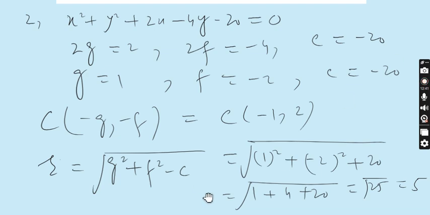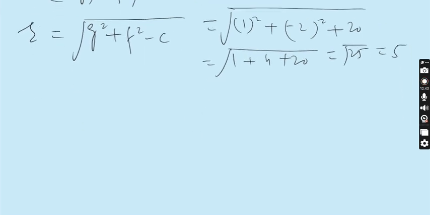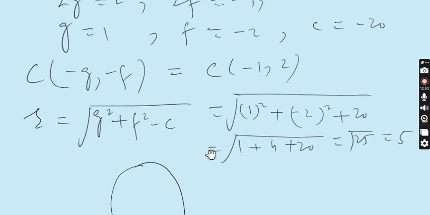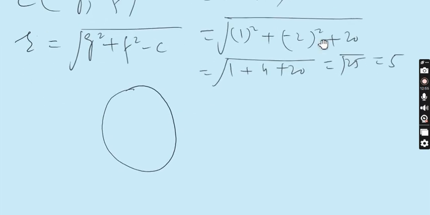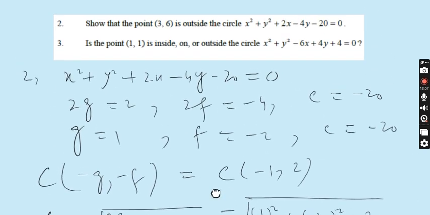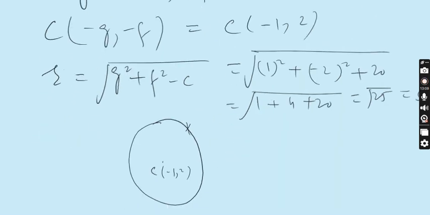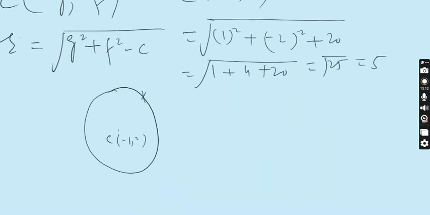Now we have to draw a rough circle. Sorry, I'm not good in drawing. The center is minus 1 comma 2. The center is C, minus 1 comma 2. And the given point is 3 comma 6. Given point is 3 comma 6.